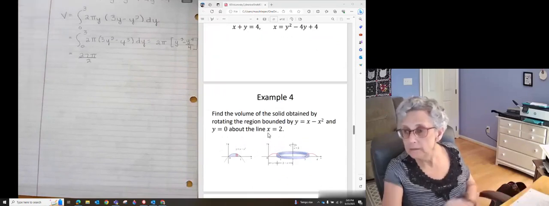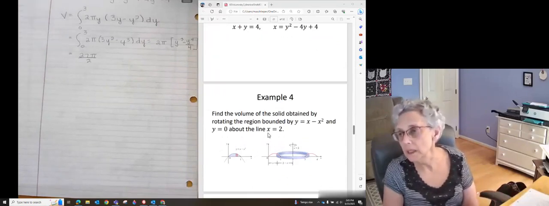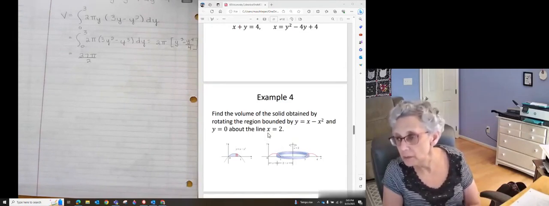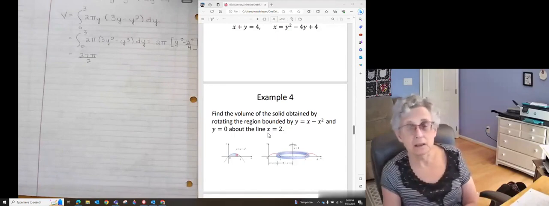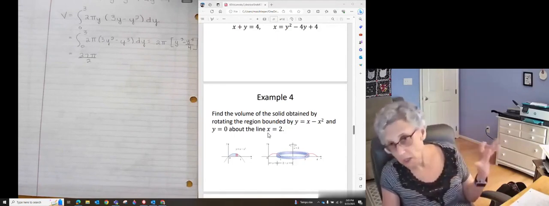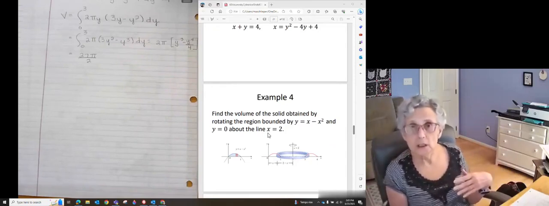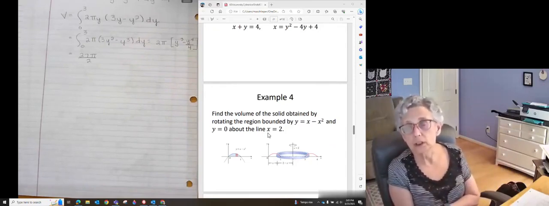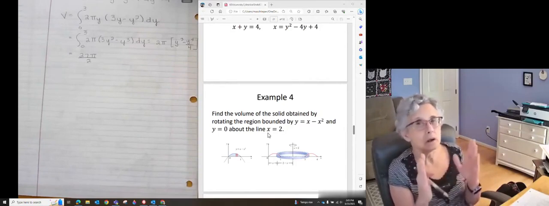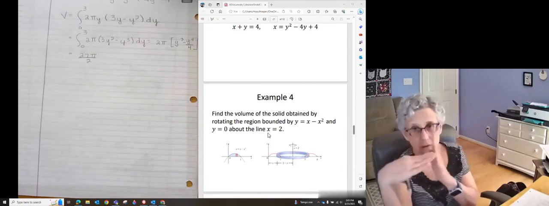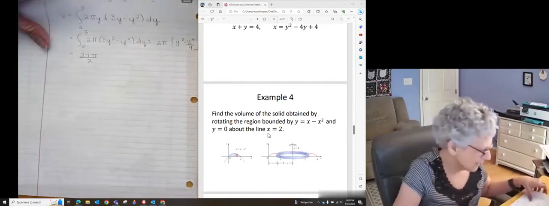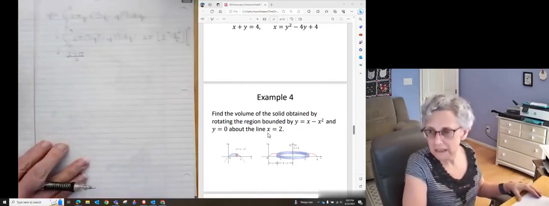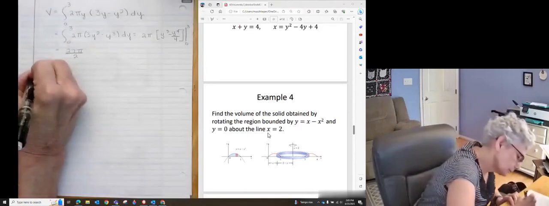Okay, example 4. Find the volume of the solid obtained by rotating the region bounded by y equals x minus x squared and y equals 0 about a line that's not an axis. So just like with washers, we're not always going to revolve around an axis. We will only do vertical and horizontal axes of rotation. So let's look at example 4.